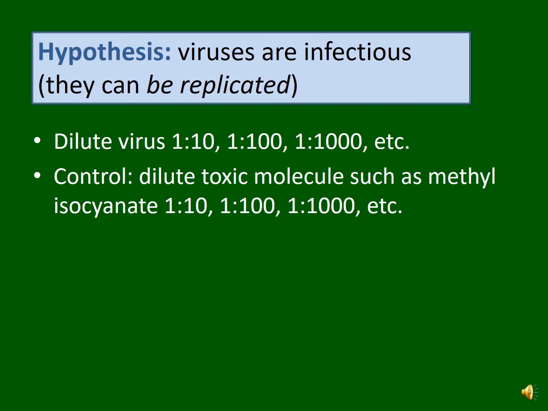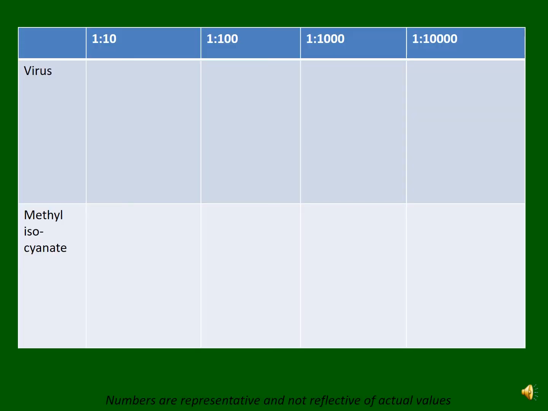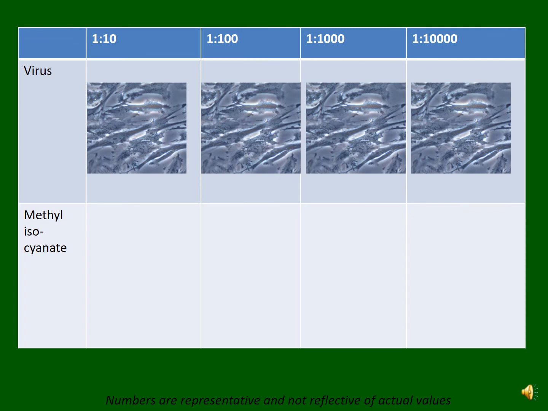And as a control, you dilute a toxic molecule. Let's just give an example, methyl isocyanate. We're going to dilute that in the same way. When you do this experiment with virus, you see that no matter how much you dilute the virus, the cells die. These are tissue culture cells, of course, because nowadays you would do this in a tissue culture. The way the cells are rounded up on this plate shows what we call cytopathic effect. That is, they just look like dead cells.